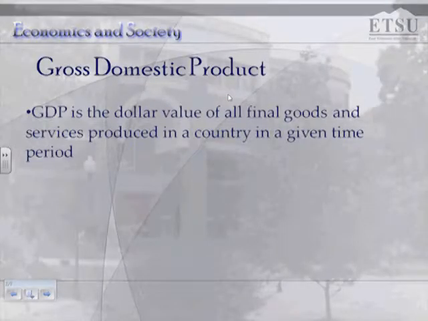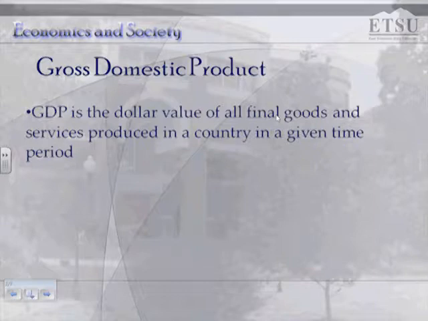So, the textbook definition of GDP is the dollar value of all final goods and services that are produced in a country in a given time period. Notice there are some important words here. One is final goods and services. We have to be sure that we don't count in GDP intermediate goods. That would give us a measure of output. We're trying to measure output here. We're trying to measure the value of our economic activity, and if we counted intermediate goods, we would get a result that was much bigger than reality.